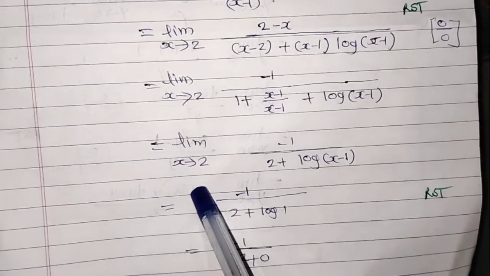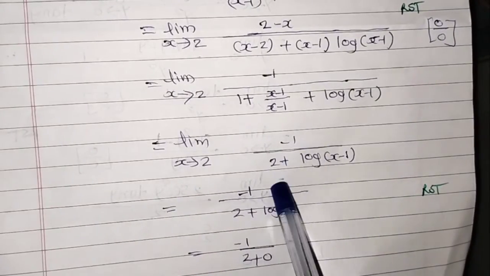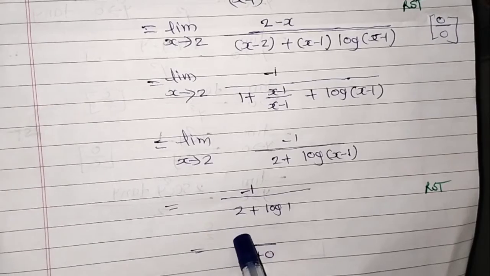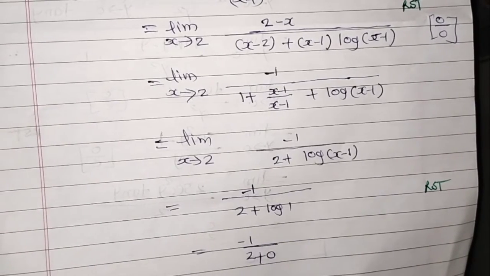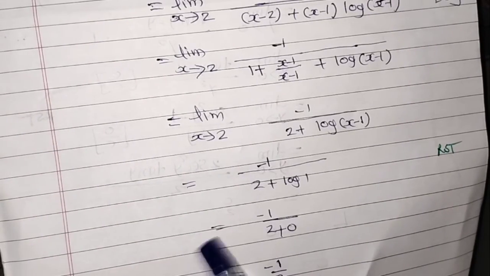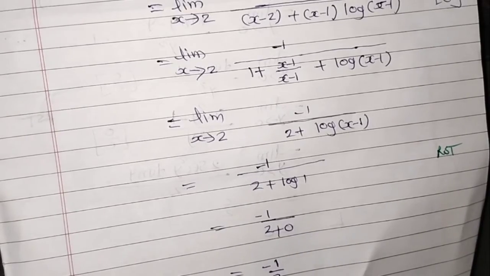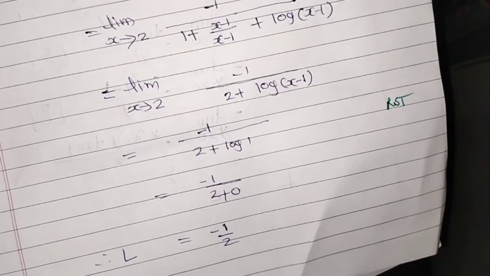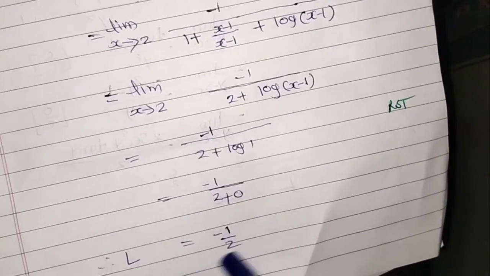So here we get L equal to limit x tends to 2 minus 1 upon 2 plus log of x minus 1, equal to minus 1 upon 2 plus log of 1. And this is equal to minus 1 upon 2 plus 0. And finally we get L equal to minus half. This is the answer of the given example.